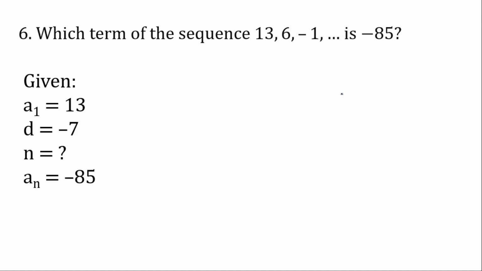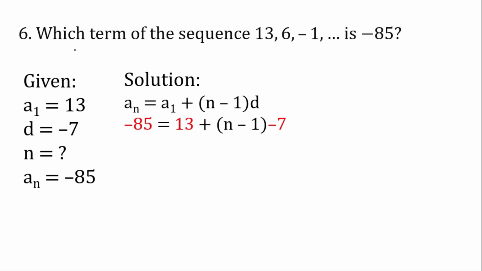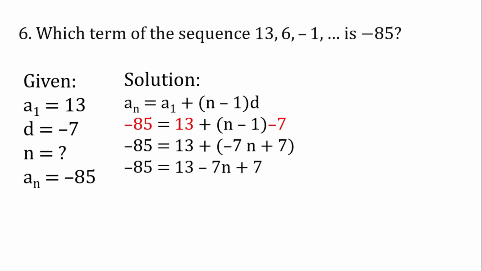So now let's use again the formula, plug all the things that are in our given. Then let's multiply negative 7 first. So we have negative 7n plus 7. That would be 13 minus 7n plus 7. Combine like terms. So we have negative 7n plus 20. Let's subtract 20 on both sides to eliminate this 20 here and to single out 7n. So minus 20. So the answer is negative 105.